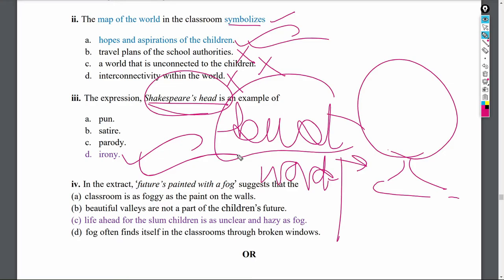The expression Shakespeare hate is an example of, not the pun, not the artistic application of the word, not the satire or the parody, it is the irony. Option D is correct. So let us see the next question, in the extract: future is painted with the fog suggests... Either be the key, either be suggested.